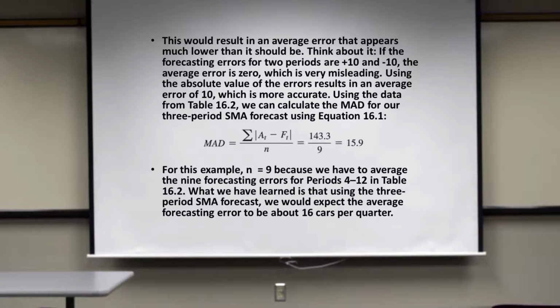Using the data from table 16.2, we can calculate the MAD for our 3-period SMA forecast using equation 16.1. MAD is equal to 15.9. For this example, N is equal to 9 because we have to average the 9 forecasting errors for periods 4 to 12 in table 16.2. What we have learned is that using the 3-period SMA forecast, we would expect the average forecasting error to be about 16 cars per quarter.